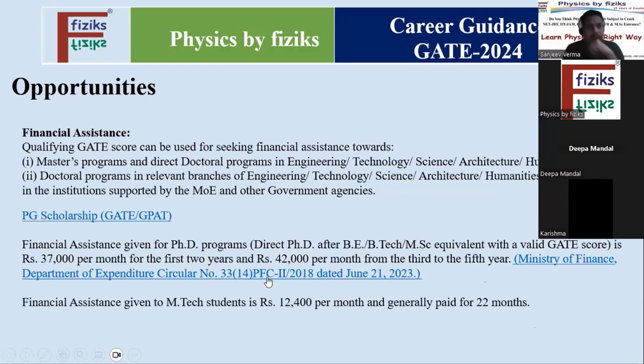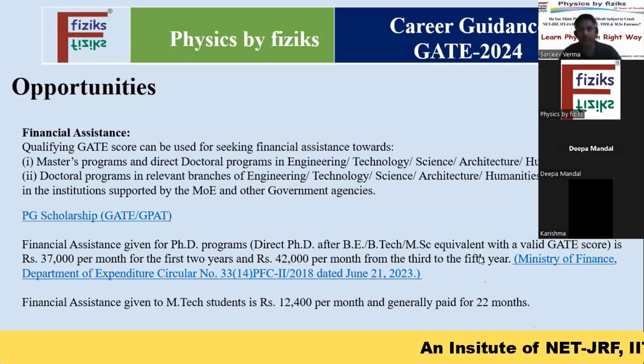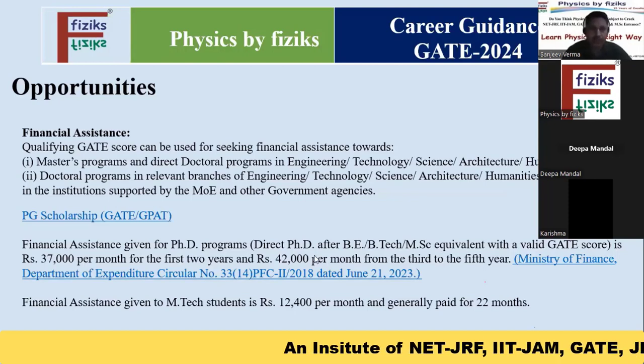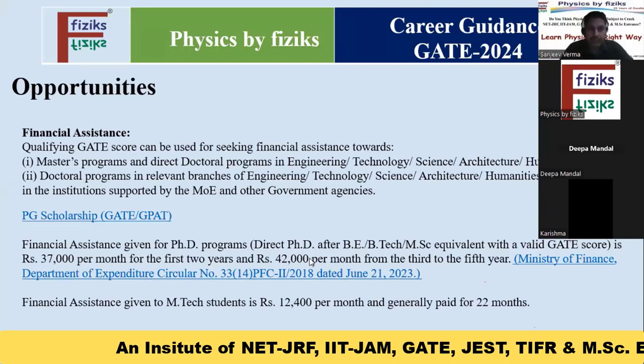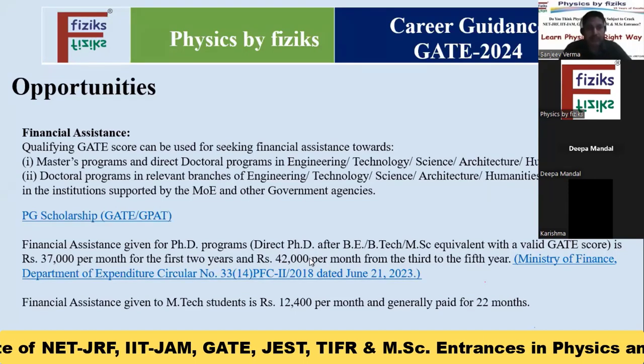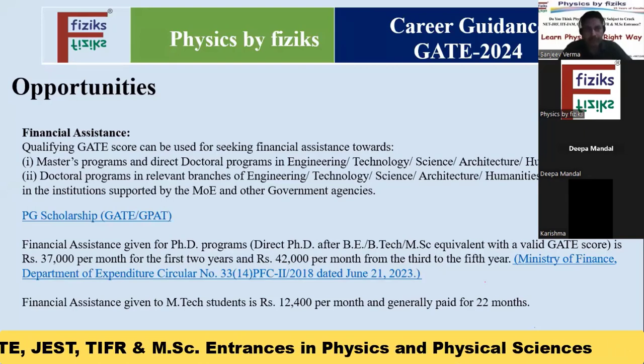Now, what is the financial assistance? This is the question students generally ask. If you are getting admission in PhD, they have now revised the scholarship. It is 37,000 per month for the first 2 years, and 42,000 per month from the 3rd to 5th year. So for the other 3 years, the scholarship is 42,000, with a GATE score also. The same is applicable for a NET score also.